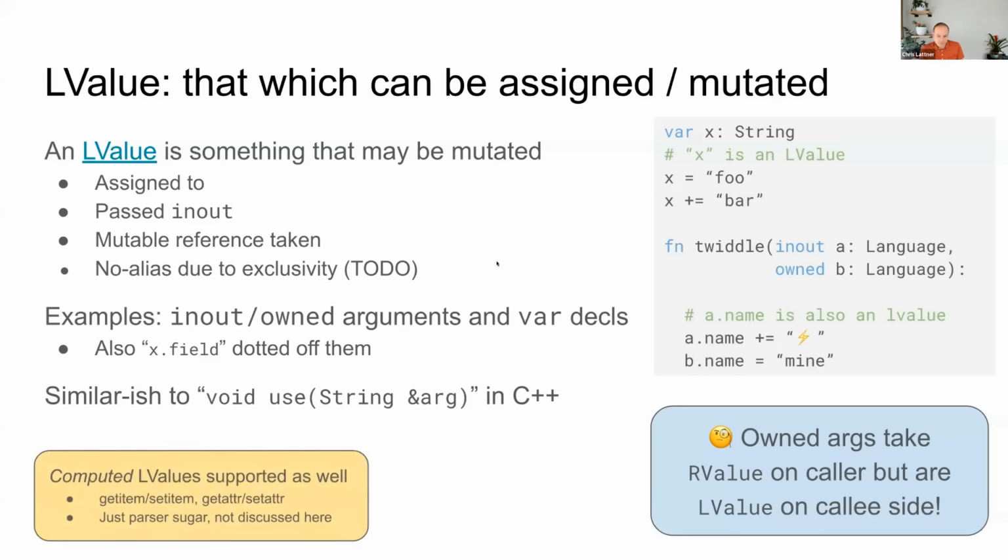I'll also say, again, for sake of generality, L values can be computed. So there's this get item, set item thing, and all that kind of stuff. Mojo supports that. This is just syntactic sugar, and so this talk doesn't talk about any of this stuff.